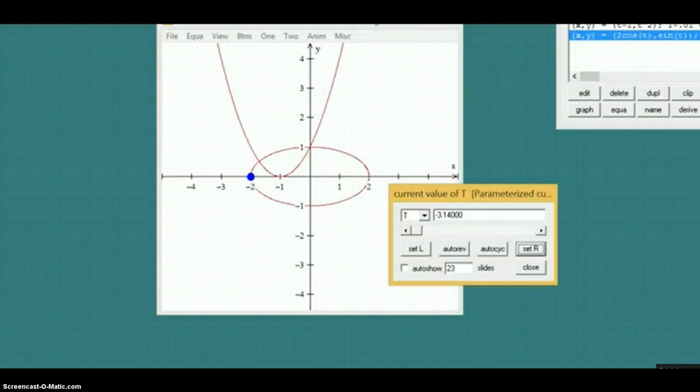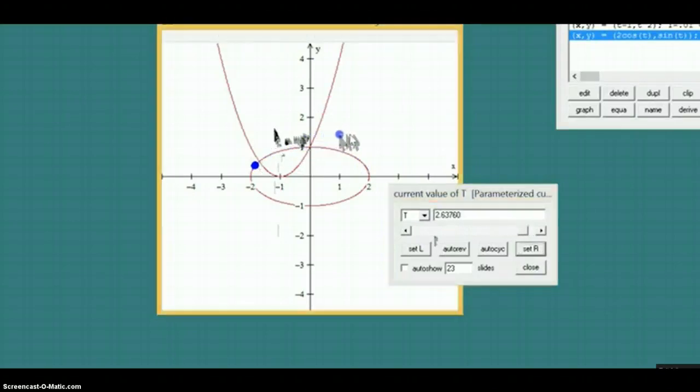So here we have our curves, and we have our t value starting at negative pi, negative 3.14, and we're going to just run through the values and watch the two traces and see if they collide. So here you go. Here's the other trace starting, coming down. They don't collide there at the left-hand intersection. Oh, they might collide. Oh, they miss each other. So they did not collide. That's so fun. Let's just see it again.